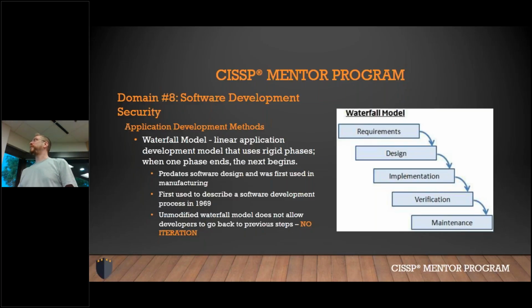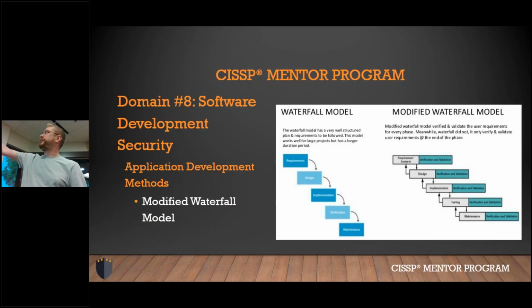So if you get to implementation or verification, you can't just circle back and go back up if you missed something, right? You would have to just start over again because there's no iteration. Whereas your modified waterfall allows you to come back and address it using verification and validation of user requirements, okay? So you see the waterfall is very rigid and linear, a well-structured plan with requirements to be followed. Modified waterfall, verify and validate user requirements for every phase. That's the key differentiator between those two.